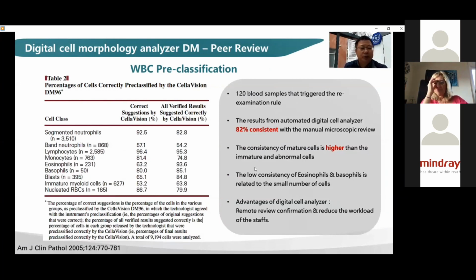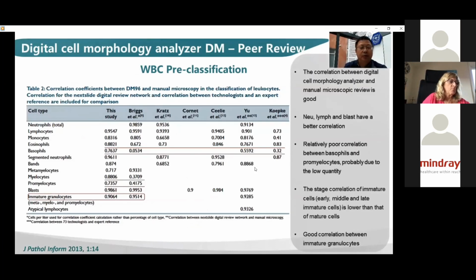The consistency of mature cells is higher than that of immature and abnormal cells. The low consistency of the eosinophils and the basophils is related to the small number of the cells. And also, it shows great advantage of the digital cell analyzer. It can do remote review confirmation and reduce the workload of the staff. So you can say that this is the general pre-classification we have.